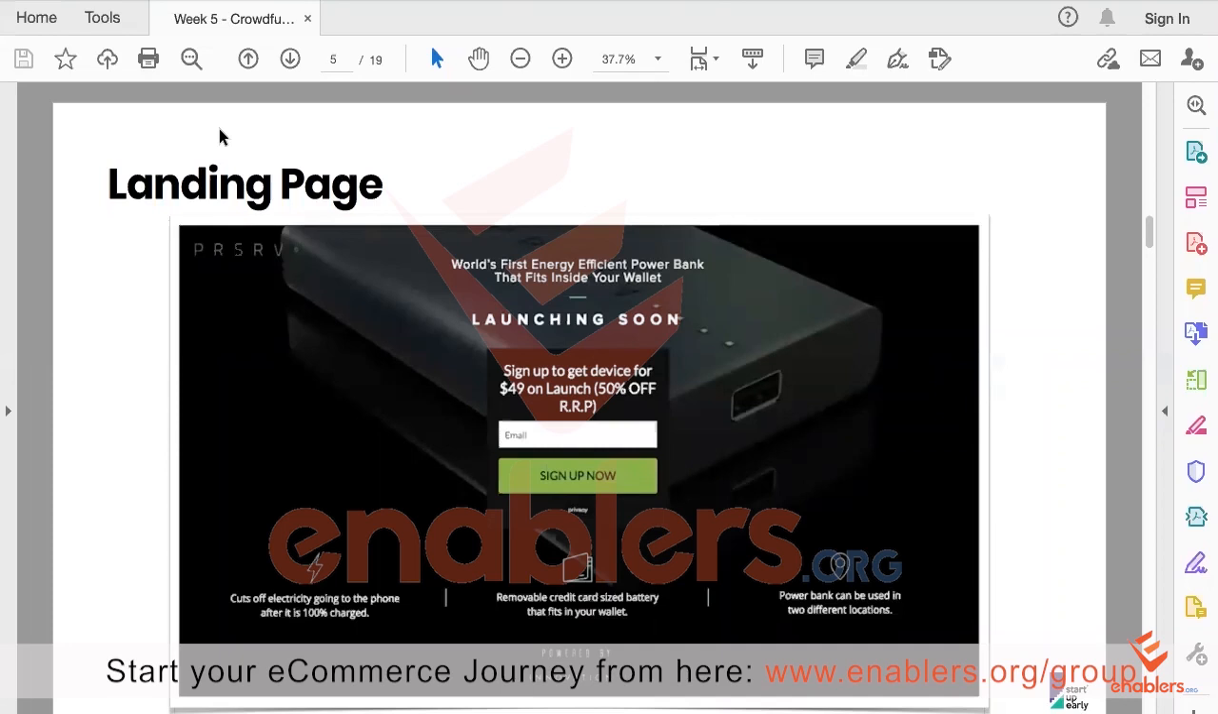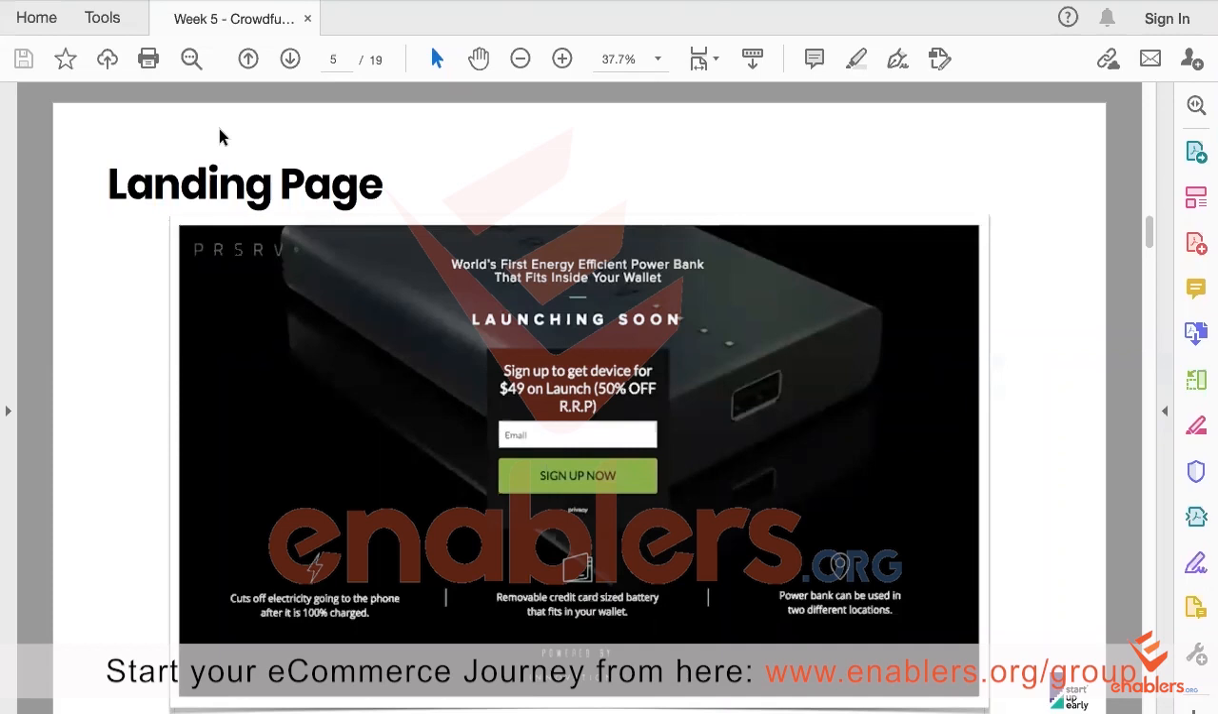That was our key phrase that we were using for Preserve. And then the three main feature sets were: it cuts off electricity going to the phone after your phone is 100% charged. Then, the removable credit card shaped battery can fit in your wallet. Preserve, the power bank, can be used in two different locations.